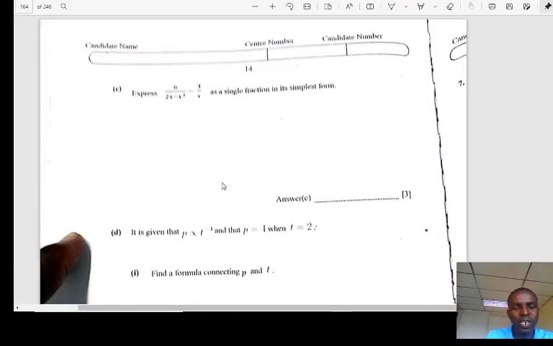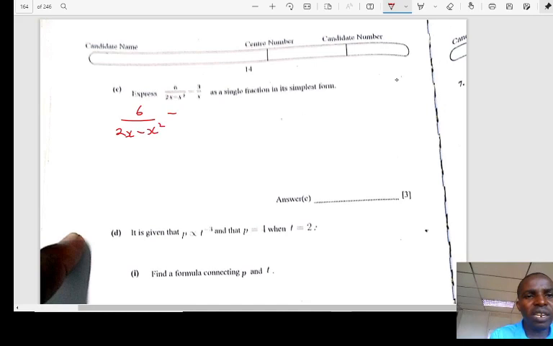Right, let me rotate this one. Yeah, this one looks like it can't be seen, but so this first part is 6 over 2x minus x squared, then minus 3 over x, like this. So that's this one that you can't see here. It's like this. So you are solving algebraic fractions. What do you do? First, common denominator. Common denominator is x here, then 2x minus x squared.